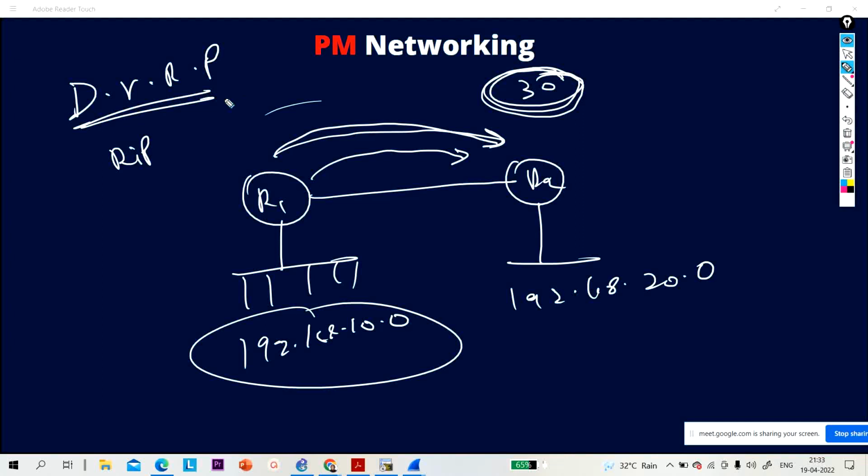So distance vector routing protocol will always send a periodic update, and you can change this time as well. If you want to configure 60 seconds, you can do that. So in distance vector routing protocol, updates will be sent at a periodic interval of time.